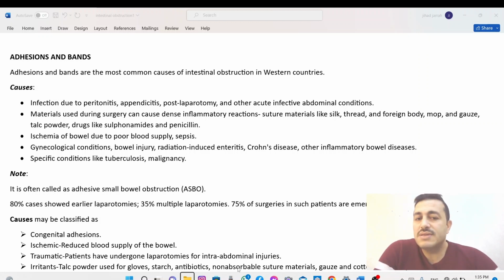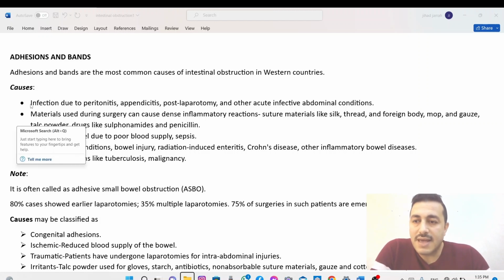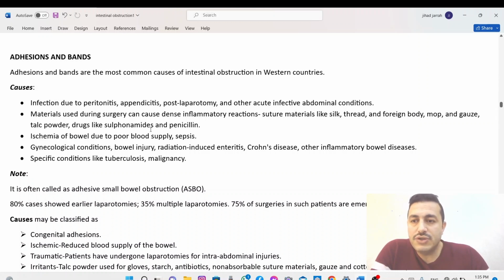In some literature they differentiate developing and developed countries. It's not our interest right now. You can see that the causes of adhesions and bands can be infective, due to peritonitis, appendicitis, even if not operated. We are talking about appendicitis that may resolve on medical treatment, for example, post laparotomy. Okay, and other causes. Any infection can cause adhesion.